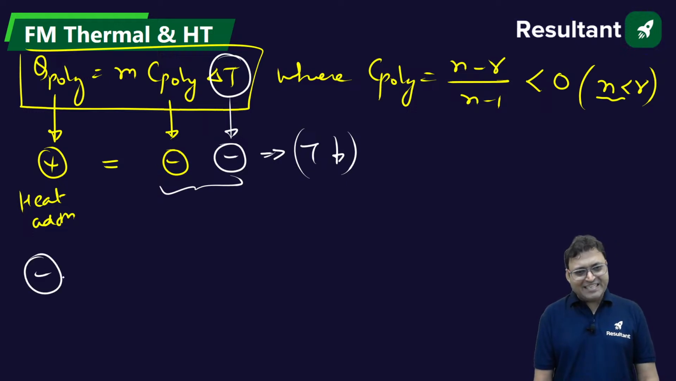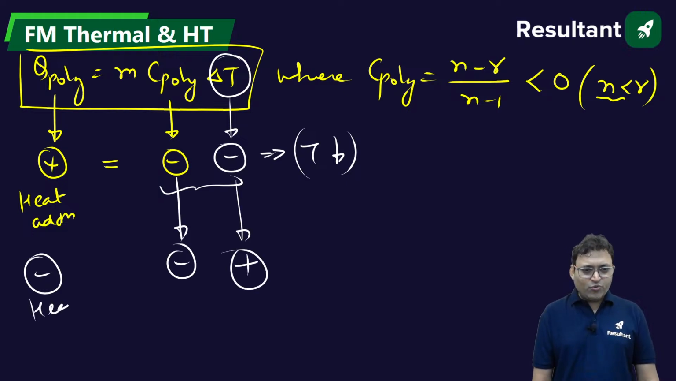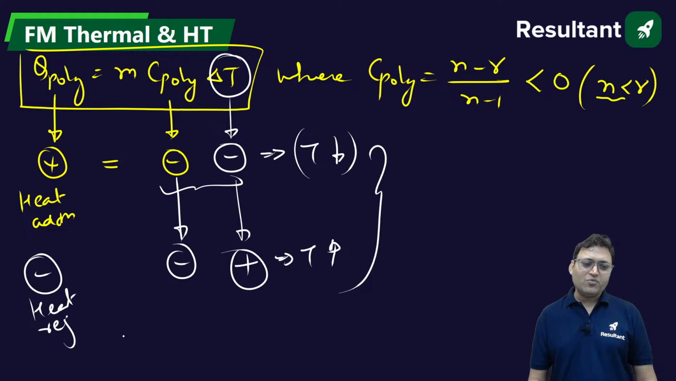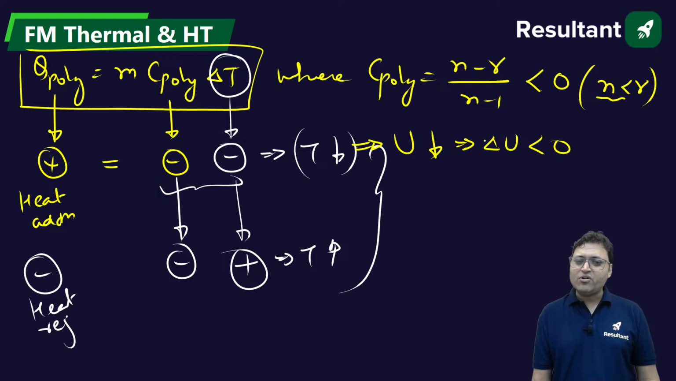If heat is rejected, Q is negative, C poly is already negative, so delta T must be positive. Due to heat rejection, the temperature must increase, isn't it? This is what is happening in a polytropic process. And if the temperature is decreasing in this case, then we can say internal energy will decrease, or delta U will be negative, yes or no?